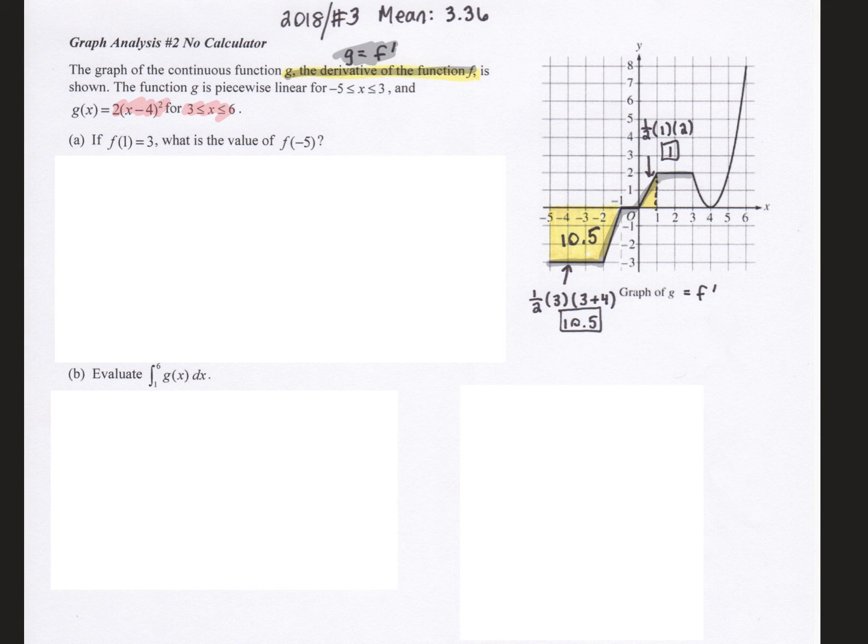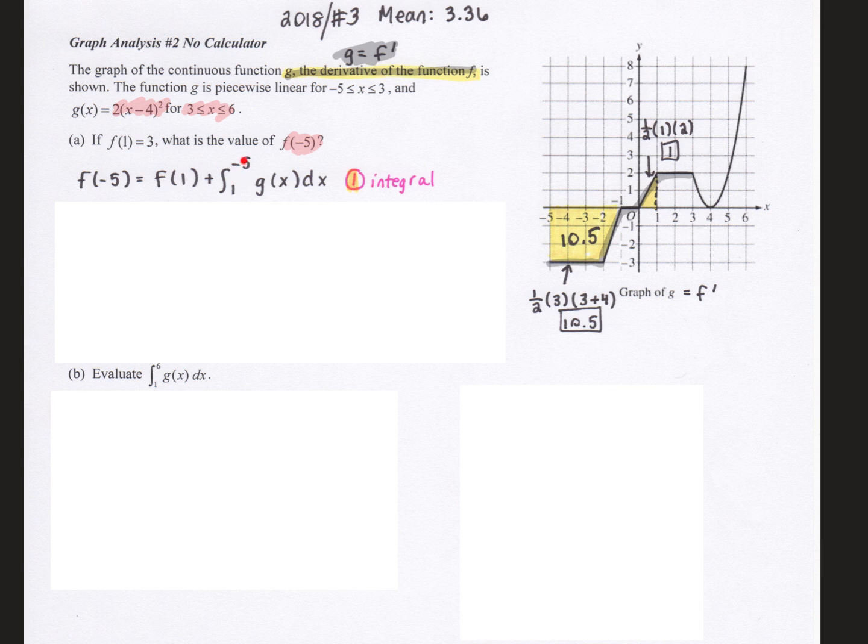In part A, I'm given f of 1 equals 3, and I'm asked to find f of -5. This is our little twist on position that we're going to use. So we start with our known value. So f of -5 equals f of 1 plus our integral. Our lower limit is the 1, our upper limit is the -5. And the integrand is the derivative of f, which you could either call f prime or you could call g. You can actually use these two interchangeably.